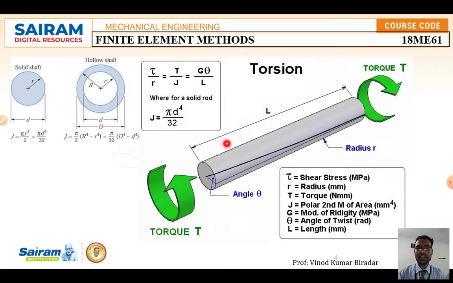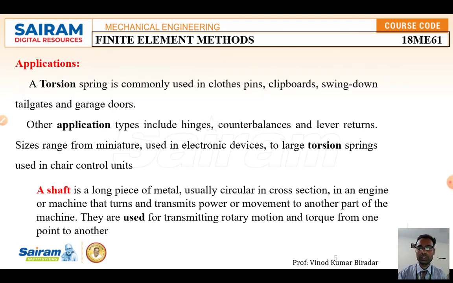From this slide you have to remember only these two formulas: for the solid shaft you are going to use this formula, and for the hollow shaft you are going to use this formula. I am going to write it directly. While solving the problem you have to remember this, and it is also very important to derive the element stiffness matrix for the torsion element. You remember this formula.